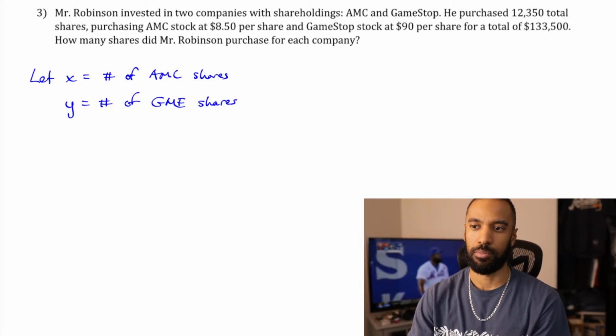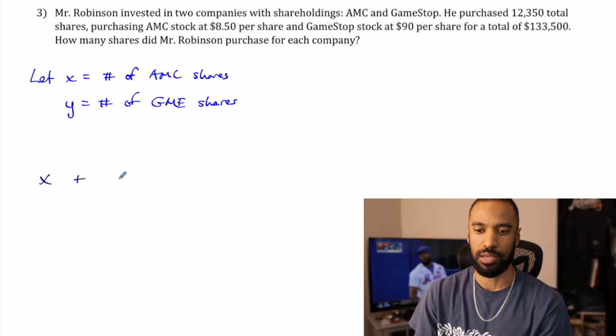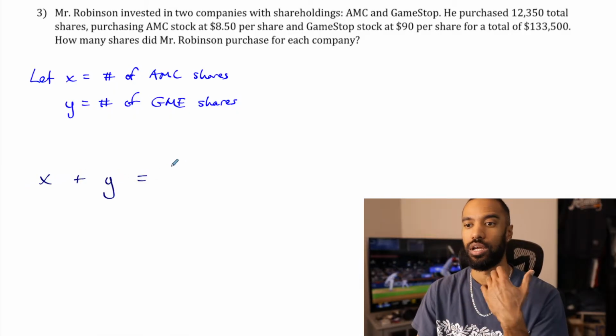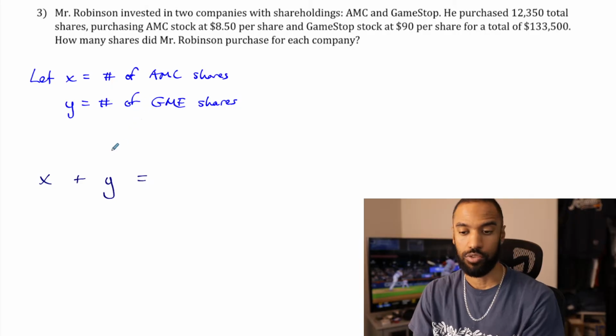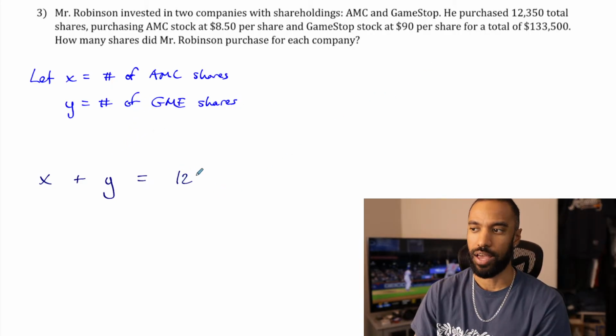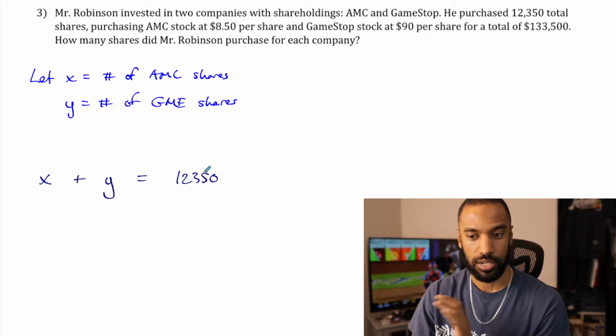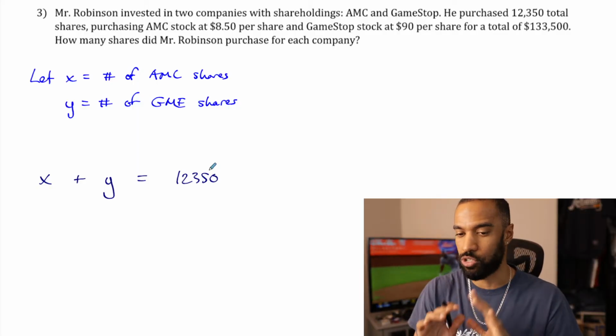When you add the number of AMC shares with the number of GME shares that Mr. Robinson purchased, then that totals 12,350 total shares, not dollars. That is a number of shares equation.